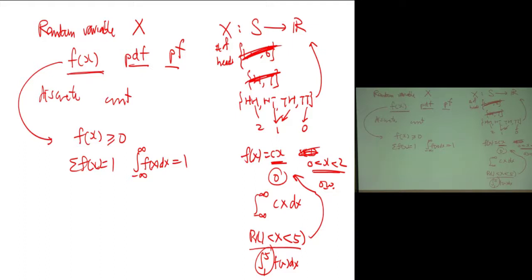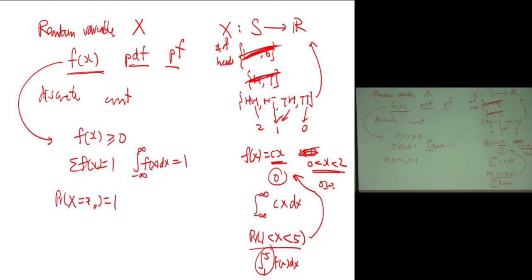Another very important thing is that for a continuous random variable, the probability of x equal to a particular value is always 0. So it doesn't matter whether it is greater or equal or just greater than. So you have to be aware of that.